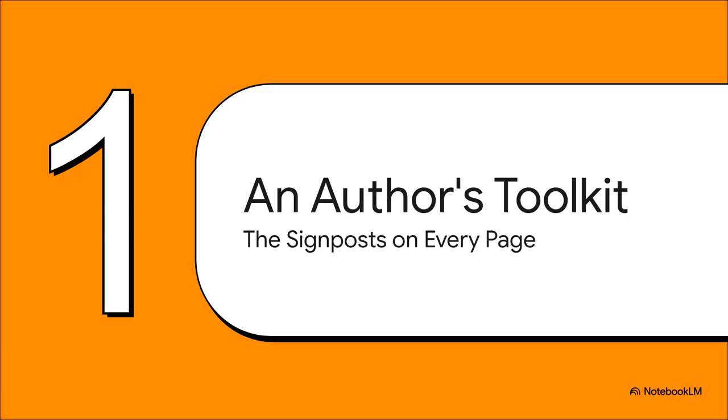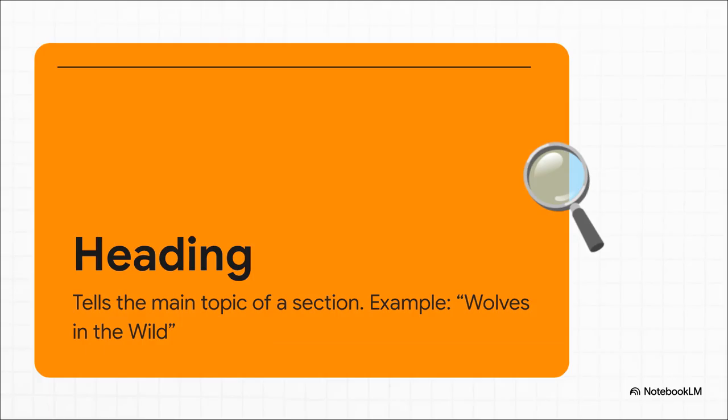So what do we call these signposts? Well, officially, they're known as text features. And you can think of them like an author's personal toolkit. It's filled with all these different instruments they use to help us navigate the text, really get the core concepts, and focus on what actually matters. All right, let's run through some of the basic tools.